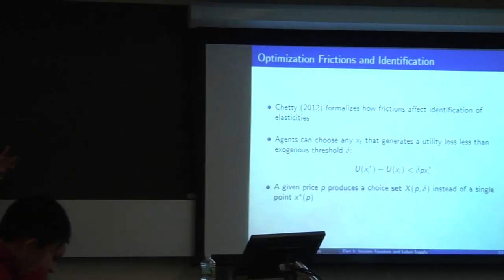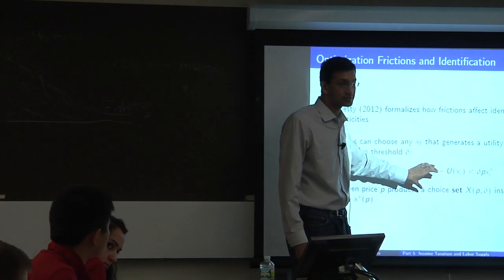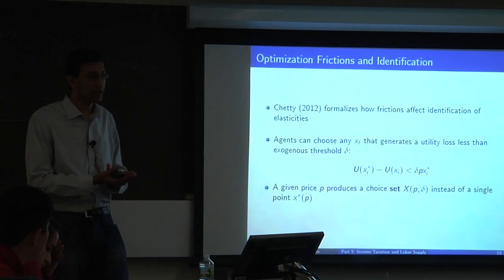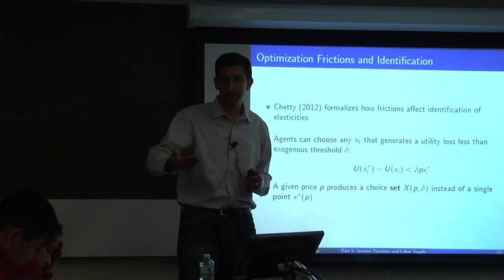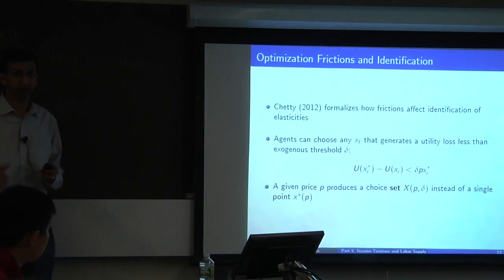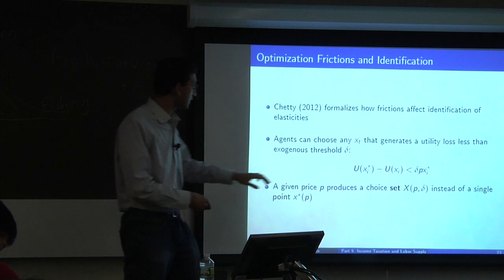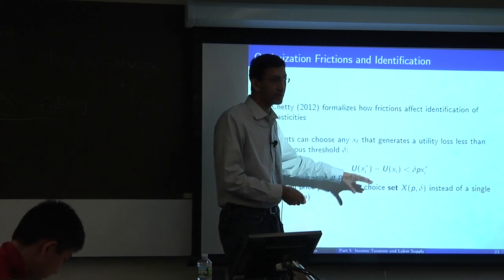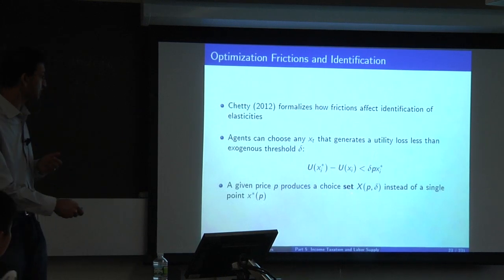So then what you see immediately is that everything works in terms of sets rather than single points. If I give you a price P, a price vector P, normally the way we think about it in neoclassical economics is that it maps to a single point that the agent chooses from utility maximization, right? And then we think about how to recover what the utility function looks like or what the elasticity looks like given the points that we observe. Here, because I'm putting less structure on how the agent actually chooses, I'm saying he can choose any X that satisfies this condition. That's going to map to a choice set, which I'm going to call X of P delta, instead of a single point.